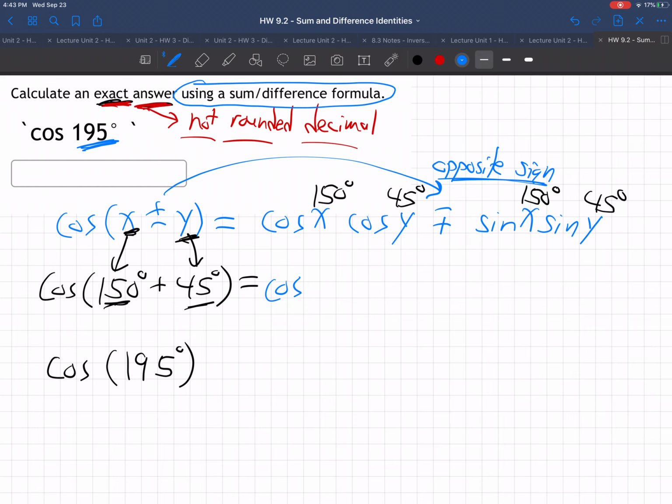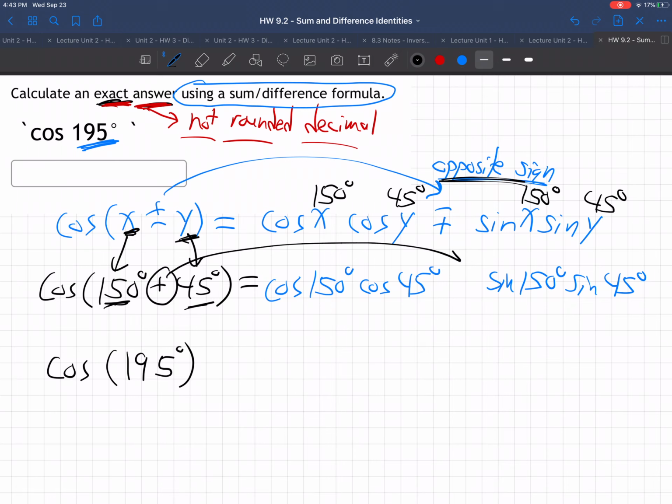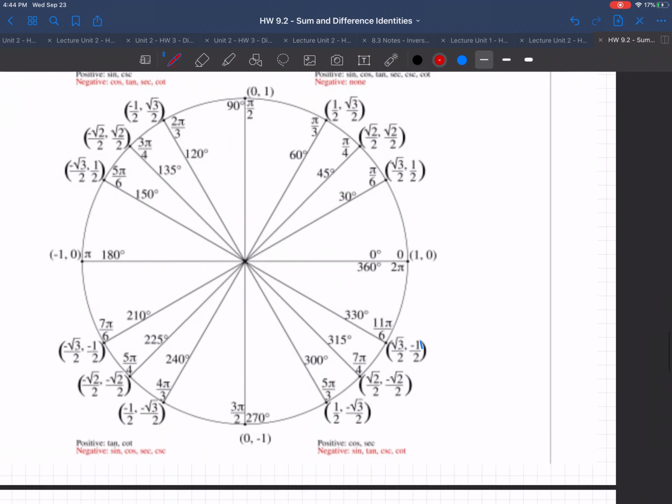So what do we have? Cosine 150, cosine 45, sine 150, sine 45. Now what sign in the middle? Remember, opposite. So this has plus, so this needs to be minus, opposite. Opposite sign in the middle. Okay, let's work it out. Now we go to the unit circle and get the cosine of 150 and the sine of 150. We can get that.